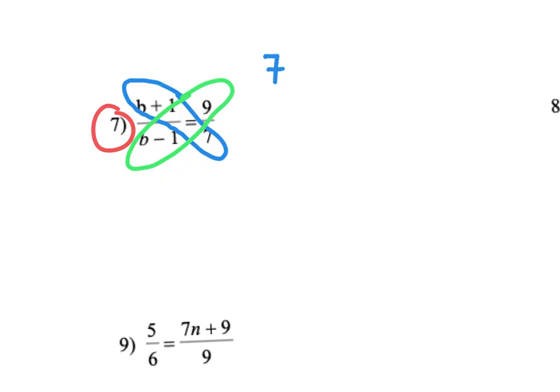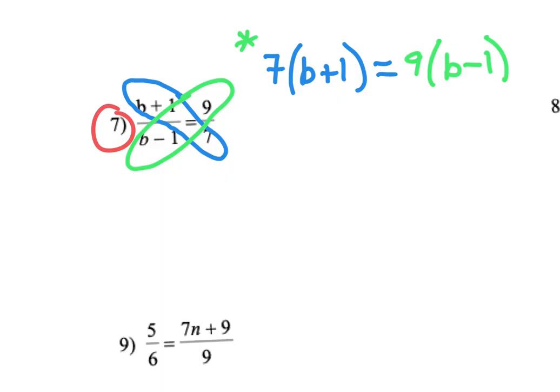So this time I have 7 times b plus 1. And this is going to be equal to 9 times b minus 1, okay? Understanding how to write an equation is one of the most important things in algebra. So we've just written our equation, and many of you will correctly identify our next step because we have to follow the order of operations, also known as PEMDAS.